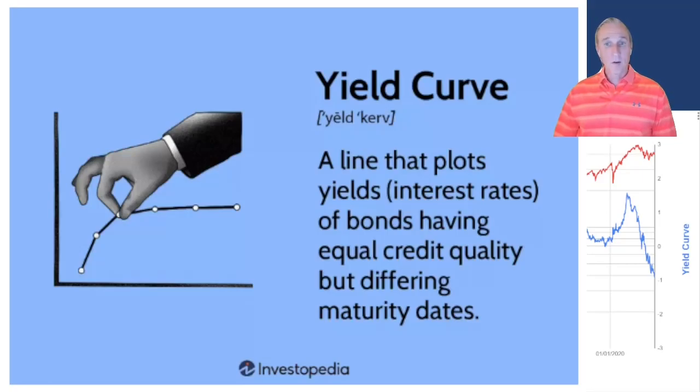An inverted curve is when it slopes downward. The shorter term rates are higher than the longer rates. Now, what would cause this? Hold that thought. We'll get to it in a minute.